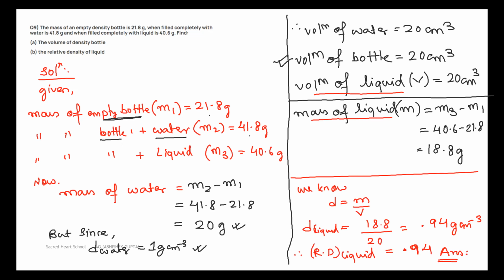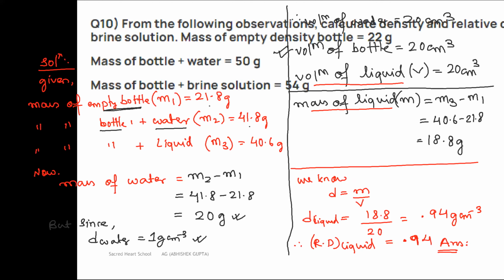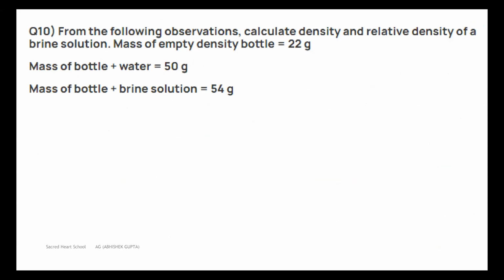Please look, you will understand here. Let's do the next question. So, same question. Let's do it once again. Solution. Exactly the same question, just the presentation is different, the variables are different. From the following observation, calculate the density and relative density. Once we calculate the density, the same will be the relative density in CGS unit of brine solution.